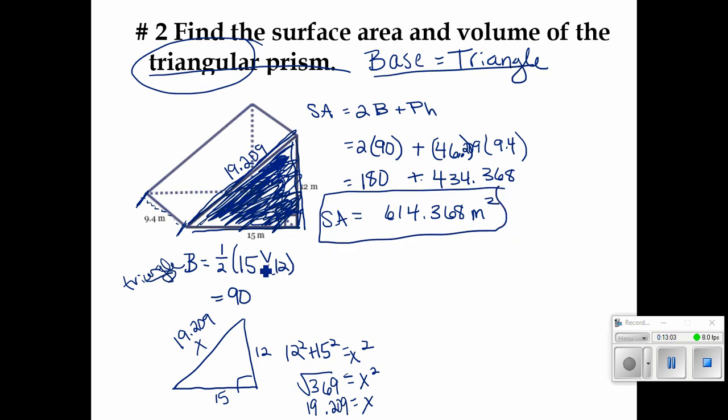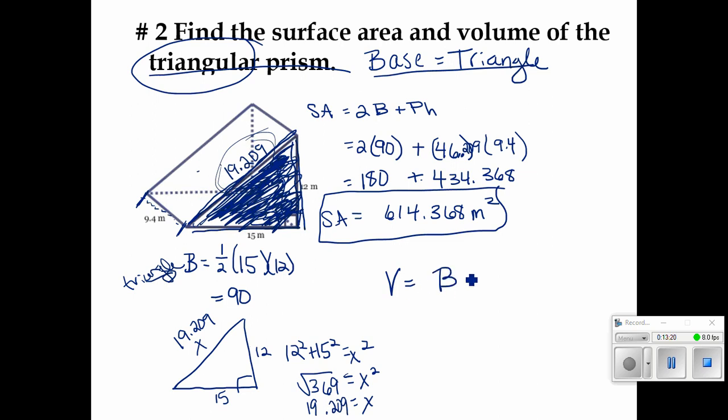Now remember, you could also find this by finding the area of the triangle, area of the triangle, area of the rectangle, area of the rectangle, area of the rectangle. You would still have to find this in order to find the total surface area. But this formula gives us that in one big calculation. Okay? Let's do volume and then we're done.